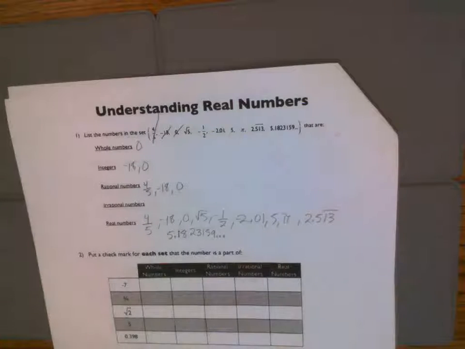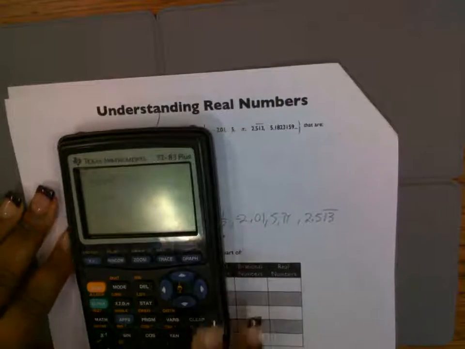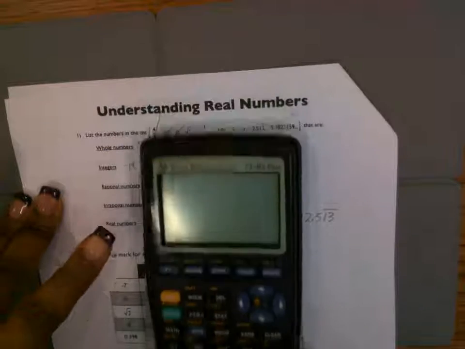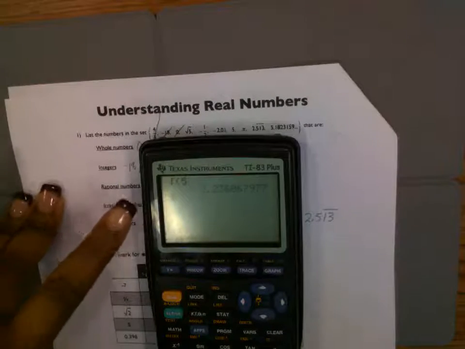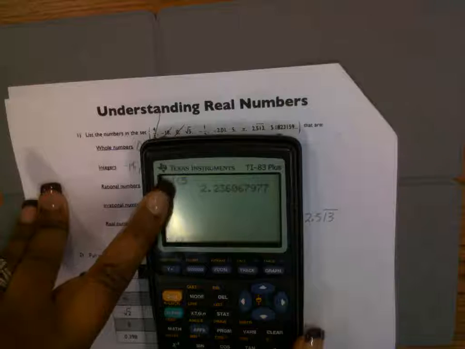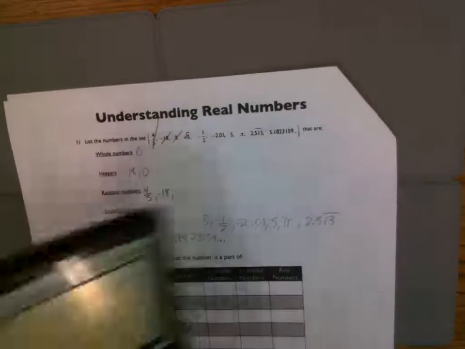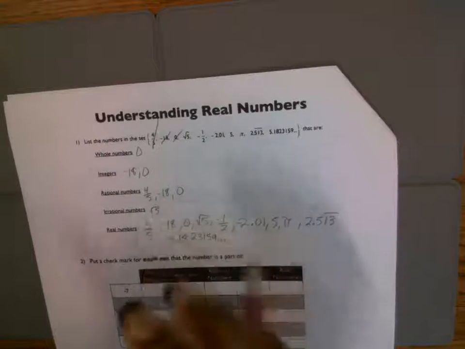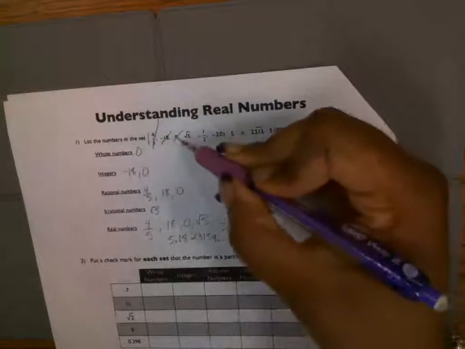The square root of 5, let's type the square root of 5 in, see if it's a decimal. Look at this. Second, x squared, and 5. It is a decimal. So since this square root, the answer is a decimal, it's irrational. And if a number is irrational, all it can be is real and irrational. That's it. Okay.